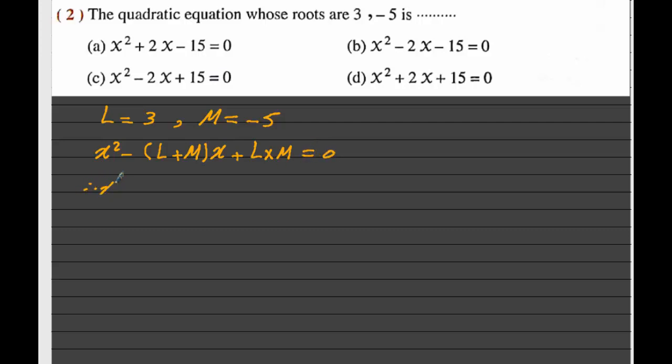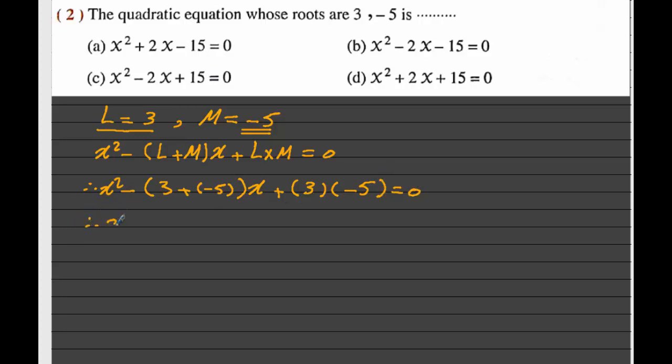Now x squared minus bracket L, what is the value of L? It is 3, I write it, plus M, what is the value of M? It is negative 5, we write negative 5, and close the bracket, multiply x, plus the first root, L, which equals 3, multiply negative 5, all equals 0.